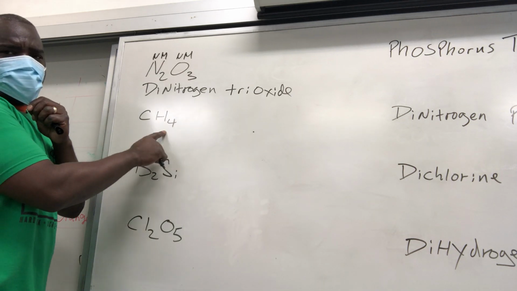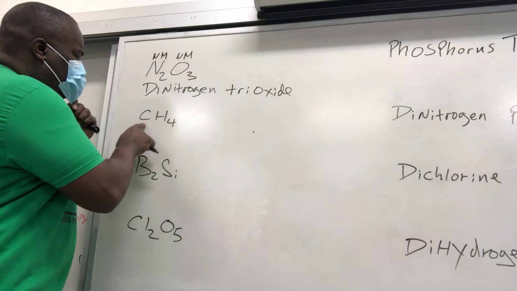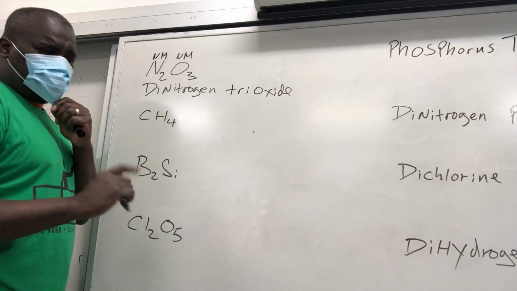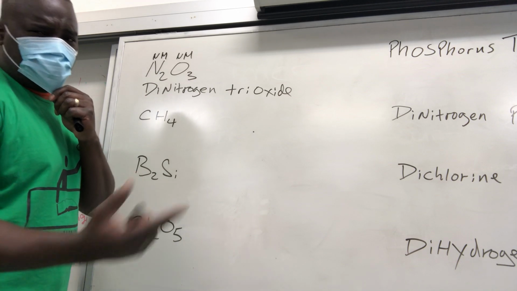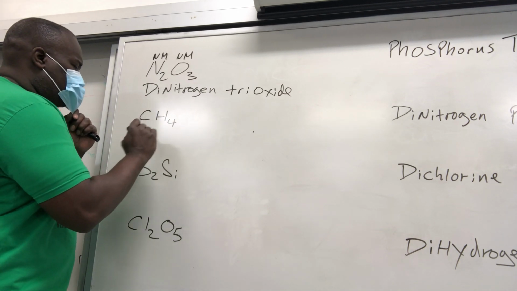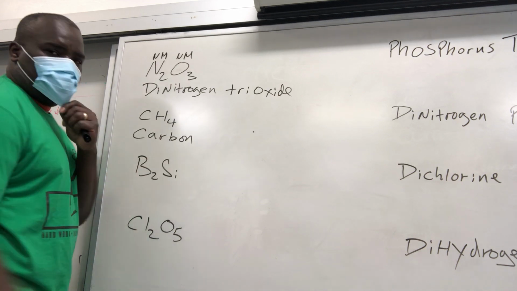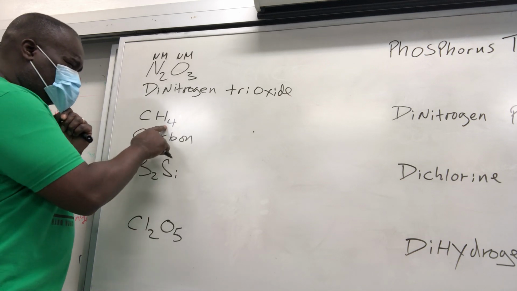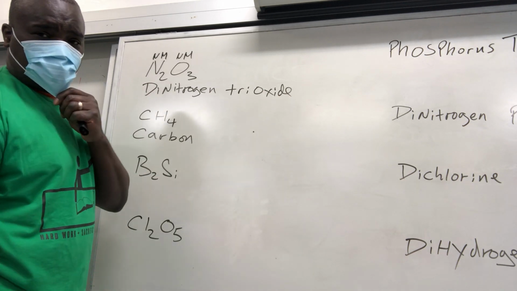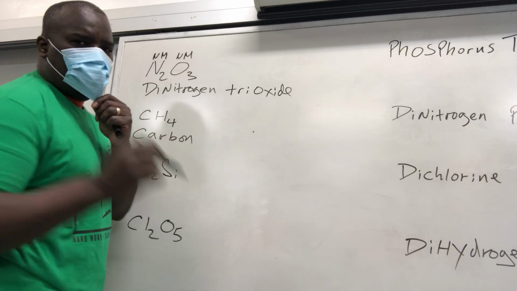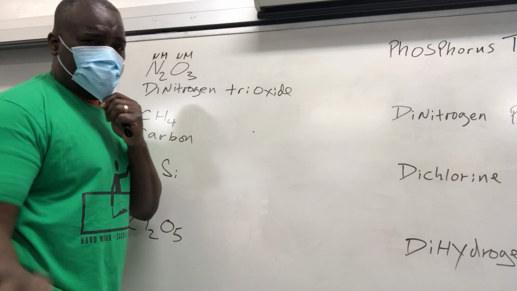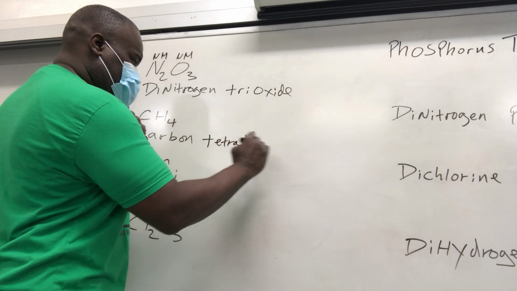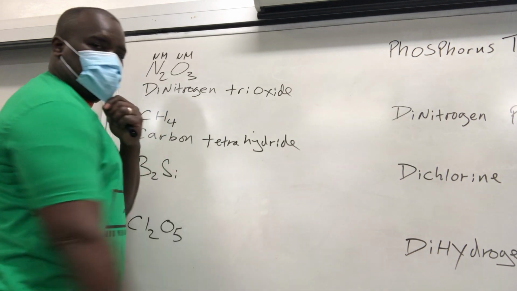Move on to the next guy, CH4. You only have 1 carbon, right? And for the first guy, we don't say mono. If the first guy's only 1, we don't say mono. Just call it the name as is. So we can simply say carbon, bam. Now you have 4 hydrogens, right? So the prefix of 4 is tetra, and hydrogen will be modified since he's the second guy with the ide ending. So you say tetrahydride. Okay, and you're done.